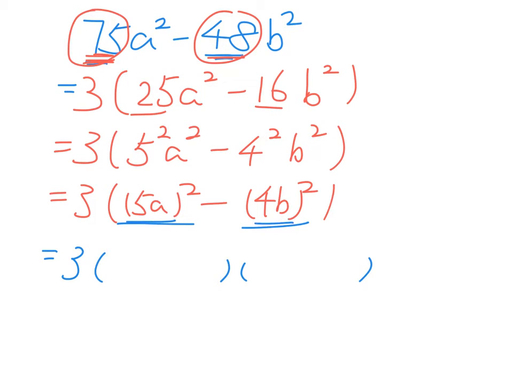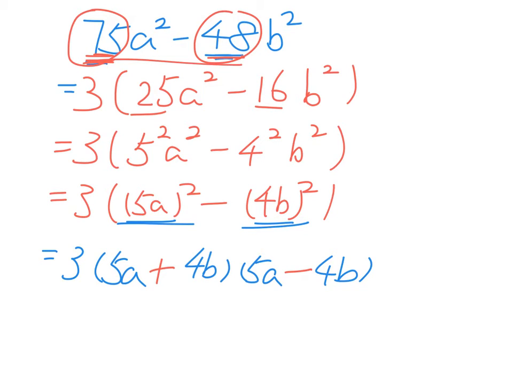We use the 5a and 4b to form 2 factors. One is 5a, one is 4b. And for the square minus square, the result must be one plus and one minus. So that means this expression can break down to 3 factors, okay? 3 times (5a plus 4b) times (5a minus 4b).